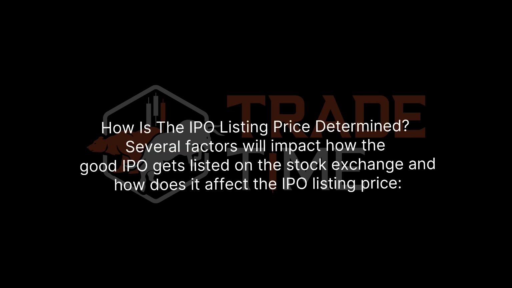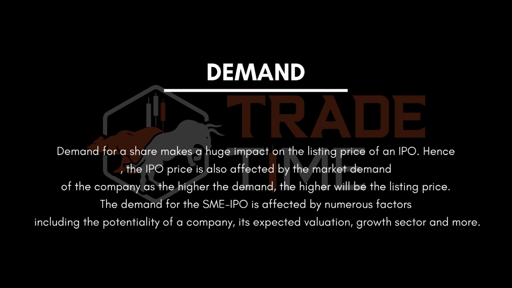How is the IPO listing price determined? Several factors will impact how an IPO gets listed on the stock exchange and how they affect the IPO listing price. 1. Demand. Demand for a share makes a huge impact on the listing price of an IPO. Hence, the IPO price is also affected by the market demand for the company. The higher the demand, the higher the listing price.